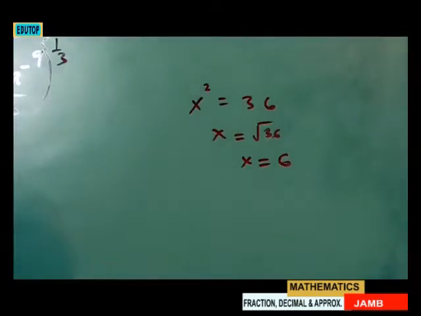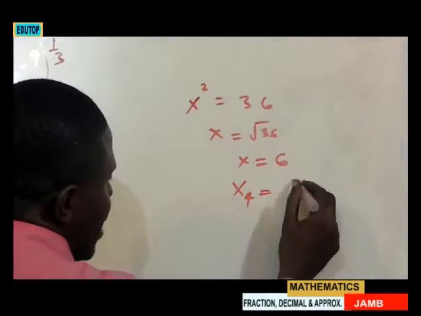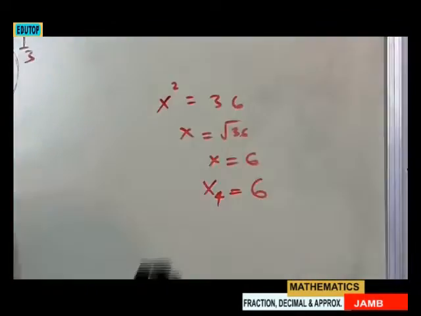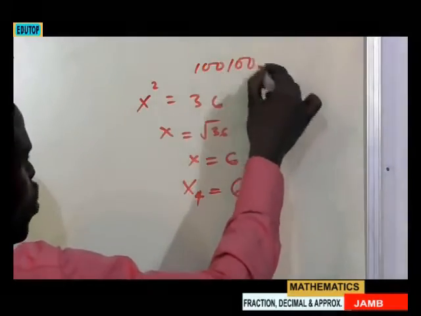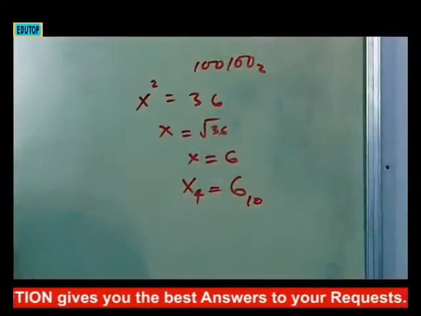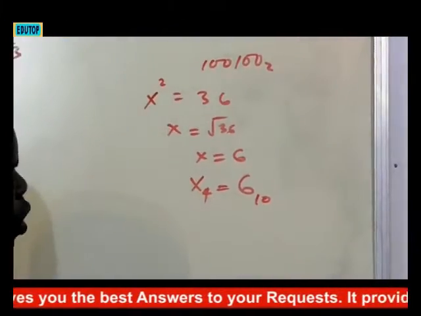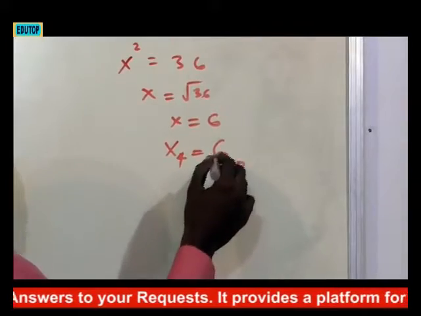X equals 6. You will not stop here, because this x is x to base 4 and equals 6. Meanwhile, I converted this 100 base 2 to 36. So this one is in base 10, while x is in base 4. So to now calculate our x, we need to take this to base 4.